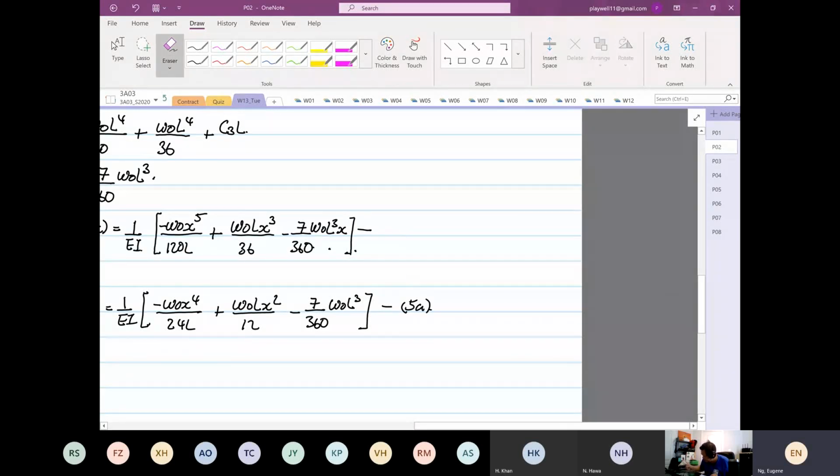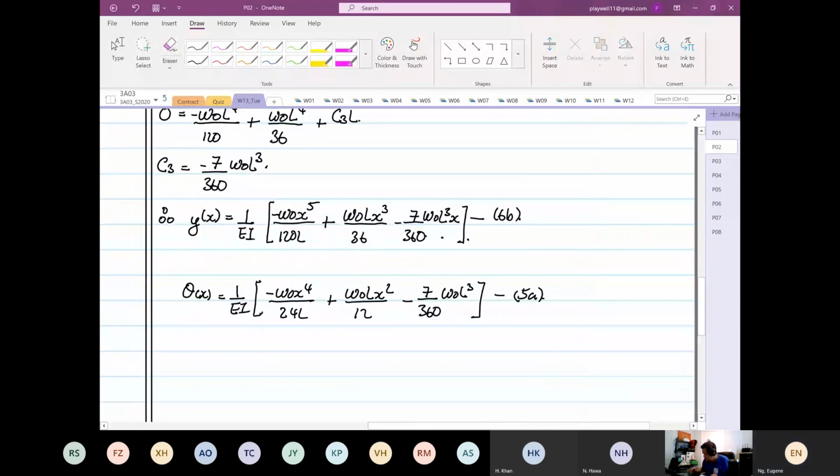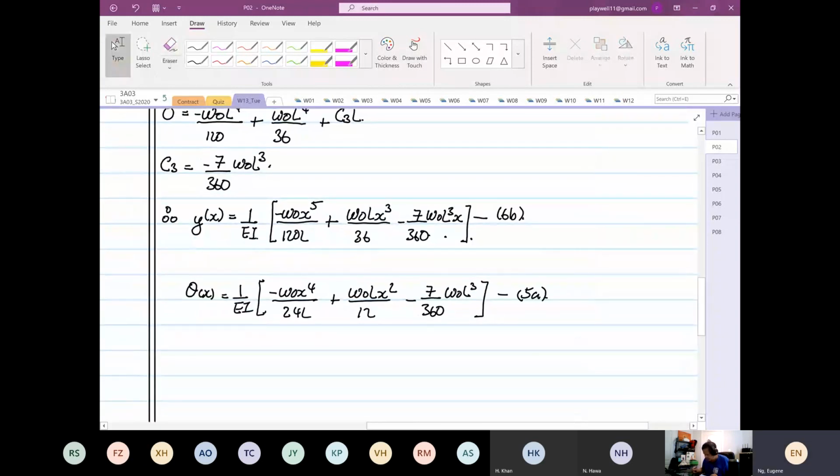So this is equation 6b. Okay, so let me check. Yep, right, so that's it. Just integrate 4 times. Very, very straightforward technique.